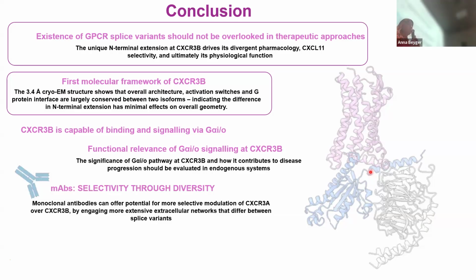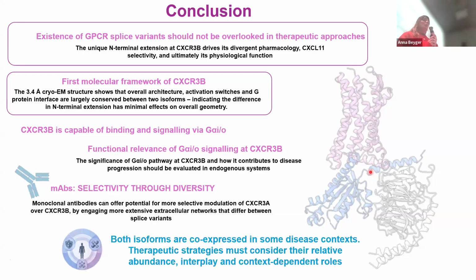We also showed that MAPs can potentially achieve higher selectivity between receptors through engaging more diverse epitopes. However, obviously, we were unsuccessful in deriving that epitope by Cryo-EM. So importantly, it should be considered that both isoforms are co-expressed in certain disease contexts, and therapeutic strategies must consider their relative expression, how they interplay with each other, and ultimately what their context-dependent roles are in different disease conditions.